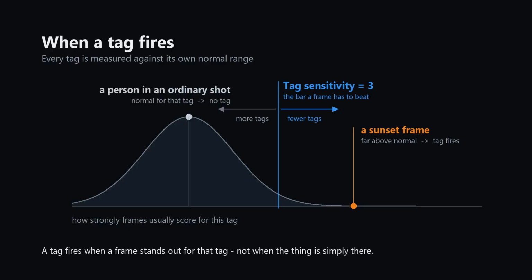That's a deliberate trade. If tags fired on presence, person would end up on most of your library. And a keyword that matches most of your library isn't a keyword, it's noise. The bar is what keeps the tags worth searching.